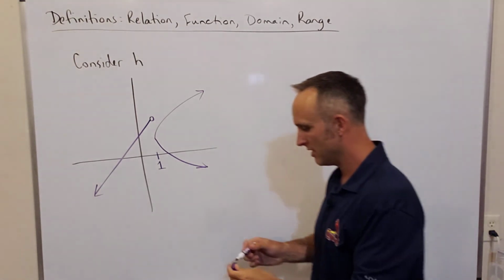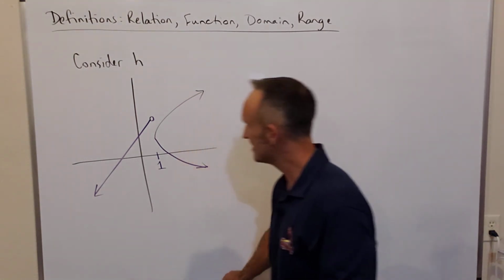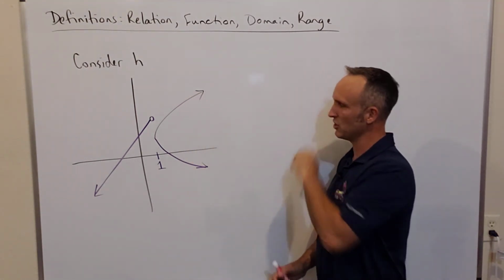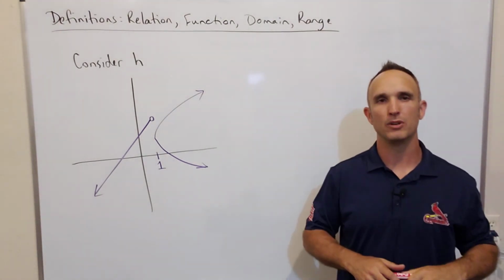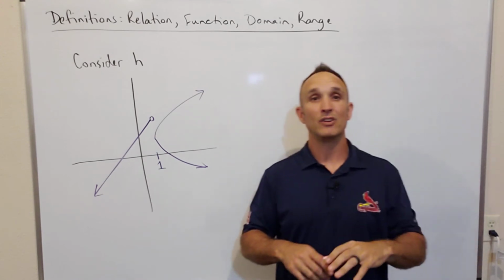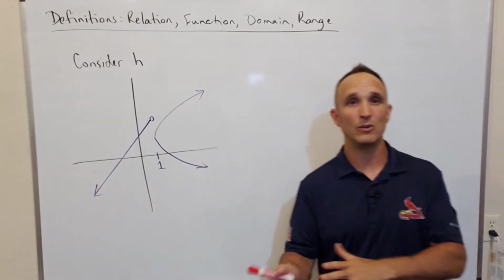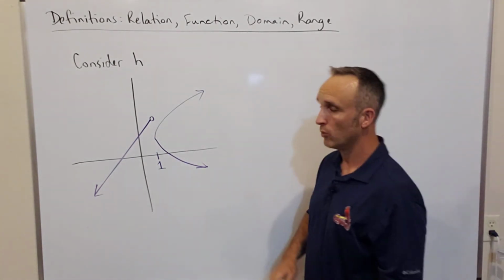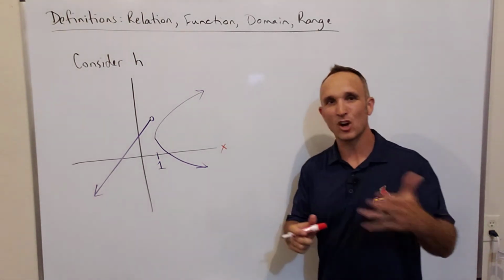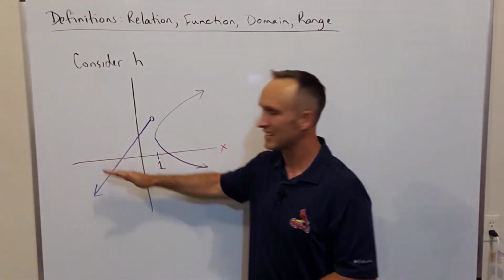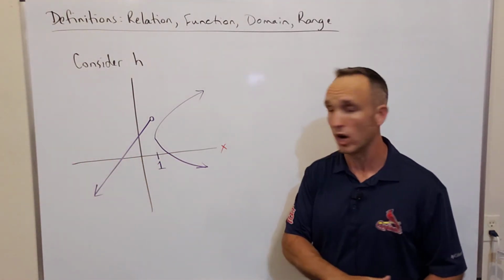So the question maybe is, is this relation H a function? Does every input have exactly one output? Does every X have exactly one Y? And so what we do, remember this is our X-axis, we scan our inputs. We run across the X-axis and we find outputs, how many there are.